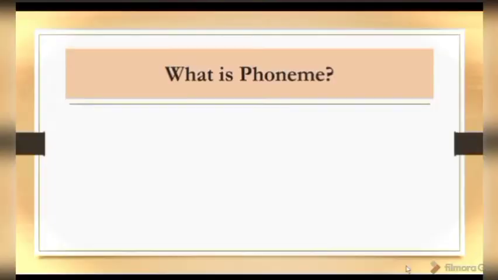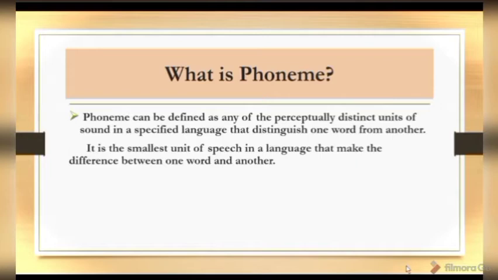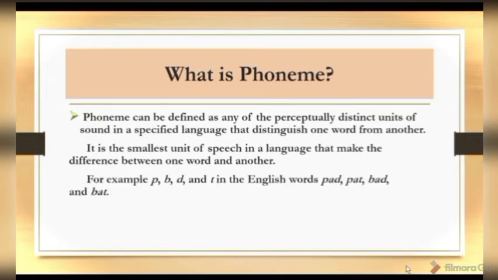What is a phoneme? A phoneme can be defined as any of the perceptually distinct units of sound in a specified language that distinguish one word from another. It is the smallest unit of speech in a language that makes the difference between one word and another. For example, p, b, t, and d in the English words pet, bet, and bed.